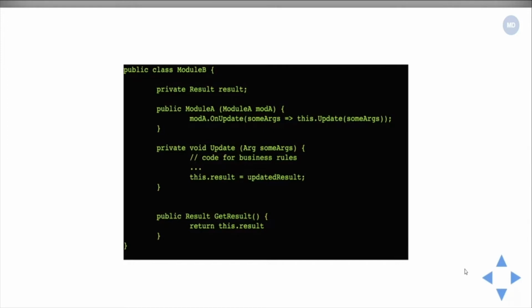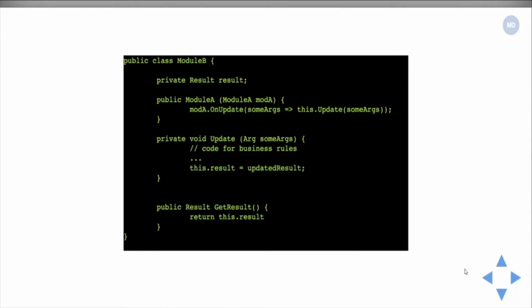So this is another way to implement the dependencies between module A and module B. Here, the update method is not public anymore. Module B is the only one to know its business rule. And if you see the setup, the constructor method, you have the module A on update, and you give a callback to the module A. So this is the other way, the blue way, if you remember the first diagram. This is the blue way with callbacks.